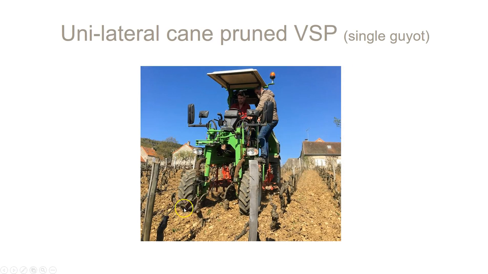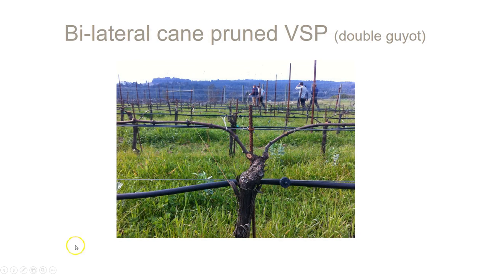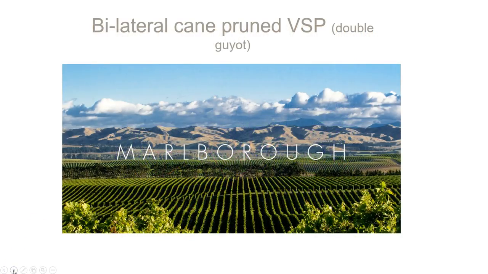This is unilateral cane. This is what you see in Burgundy. This is when you are meter by meter. This would be double guyot. Guyot is cane prune, but for French. So this would be what we also call bilateral cane. Right. So Marlborough is basically all bilateral cane VSP. So you can see it as far as the eye can see through the valley.